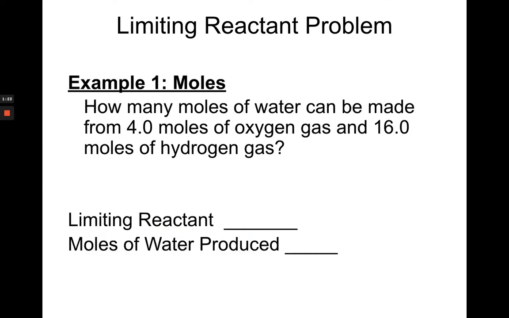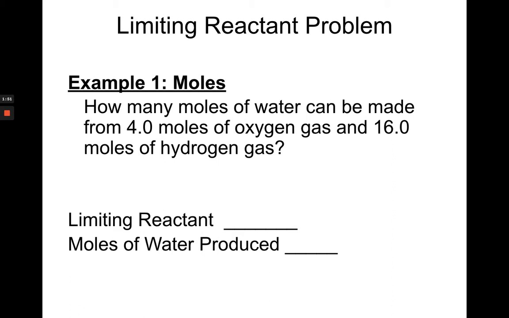So we're going to do one that is just going moles to moles to sort of show how this works and to possibly take a little less time. So here is a typical limiting reactant problem where we're going to use just moles. It says, how many moles of water can be made from 4 moles of oxygen gas and 16 moles of hydrogen gas? Now, a customer has said, I need a certain number of moles of water, or I need as much water as you can produce.